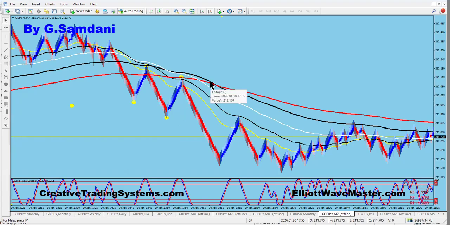For long, the price must be making a higher low. And for short, price must be making a lower high. Lower low? No, high. No, no, not lower low, bro.